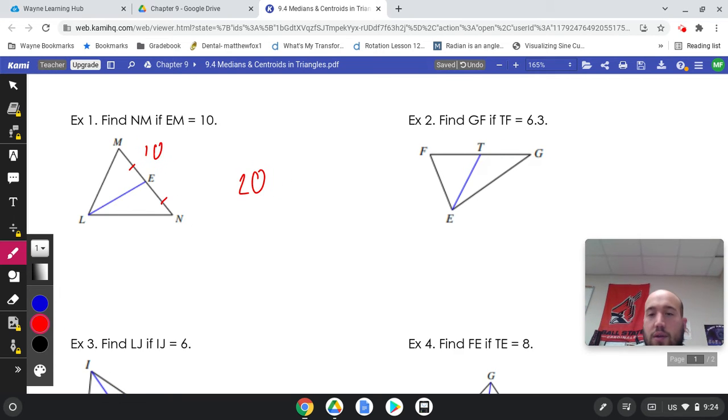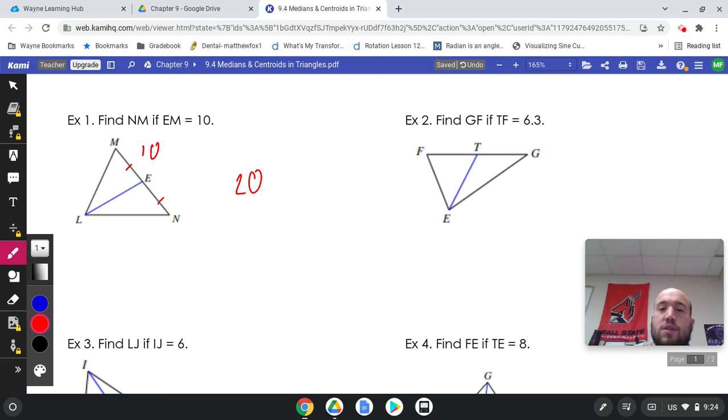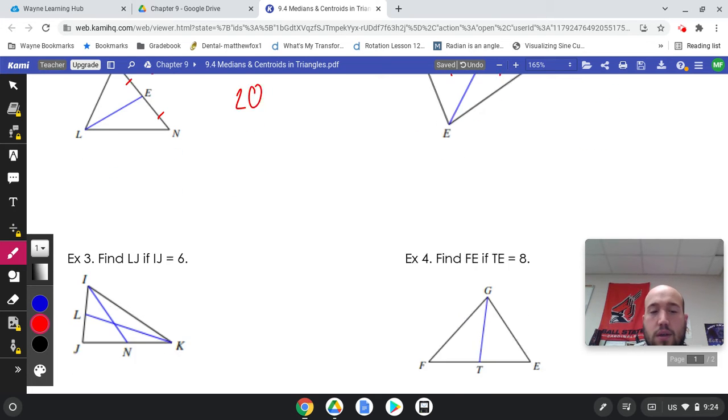Okay. Meanwhile, in example 2, once again, it's the midpoint. T is, so TF and TG are the same. If TF is 6.3, find GF. 6.3 plus 6.3, it'll be 12.6.